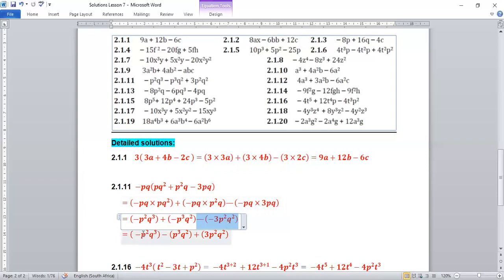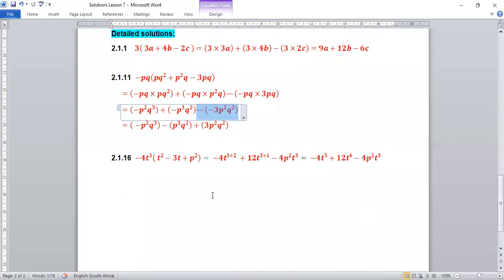And finally, the solution is negative p squared q cubed, negative p cubed q squared, positive 3p squared q squared. Question 2.